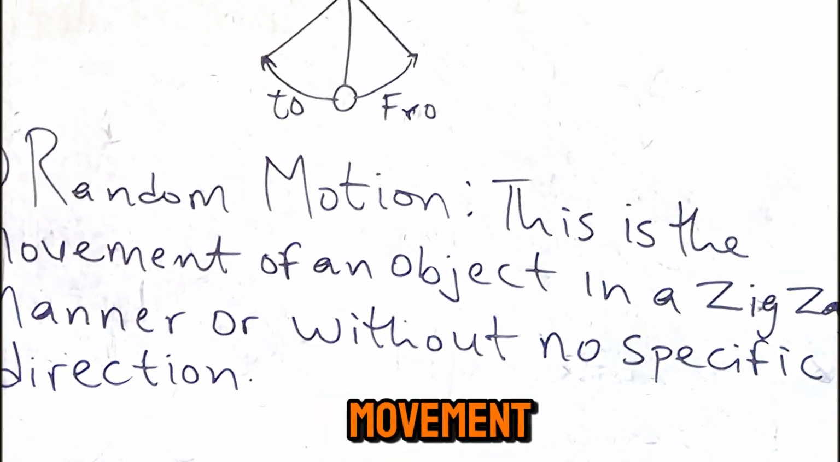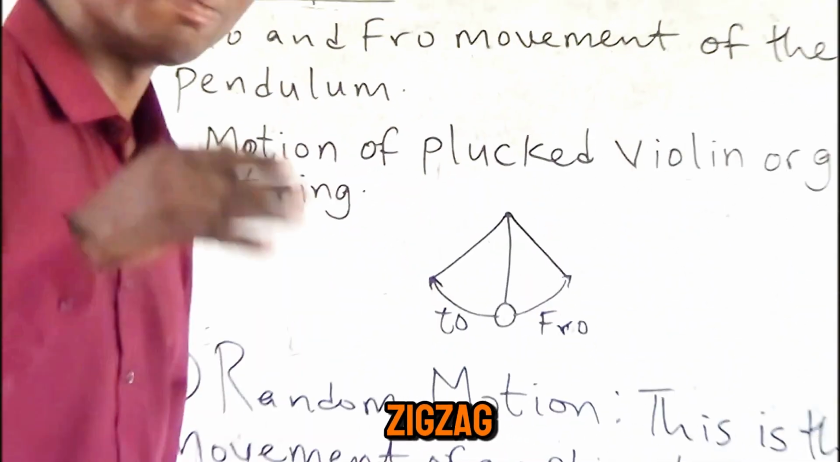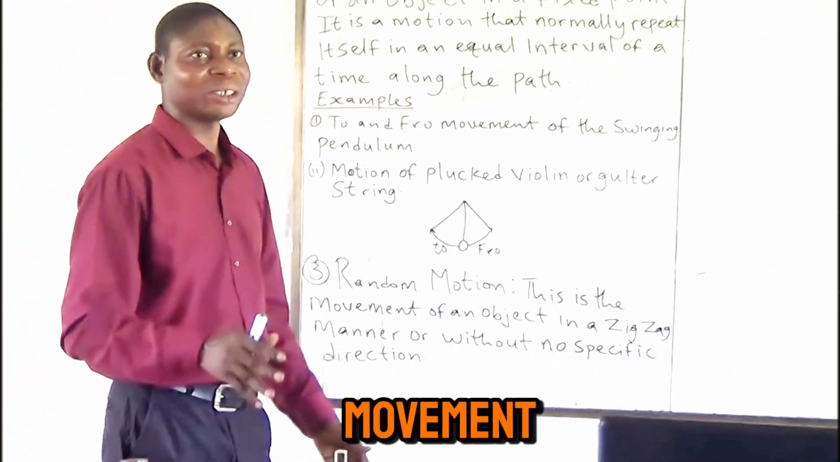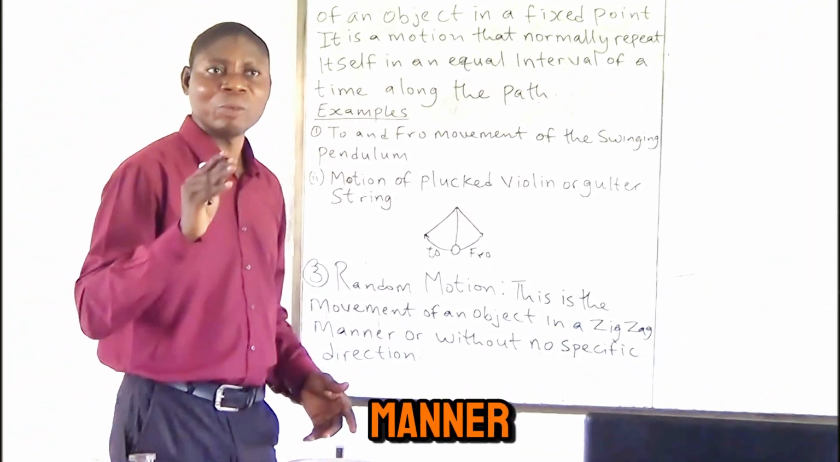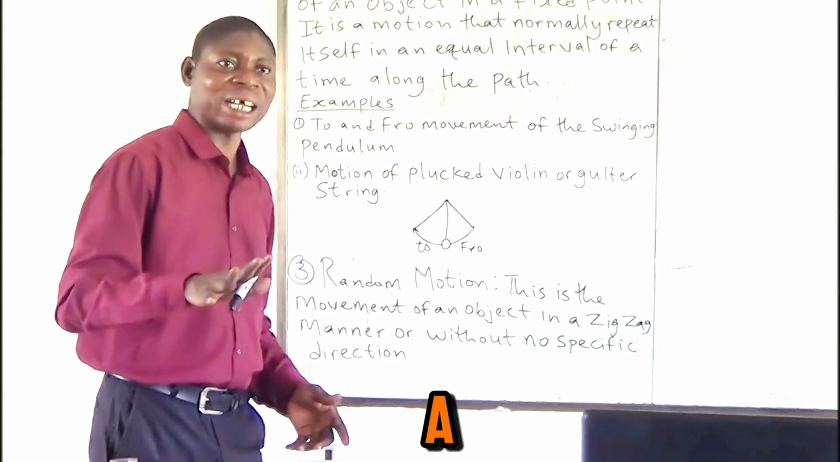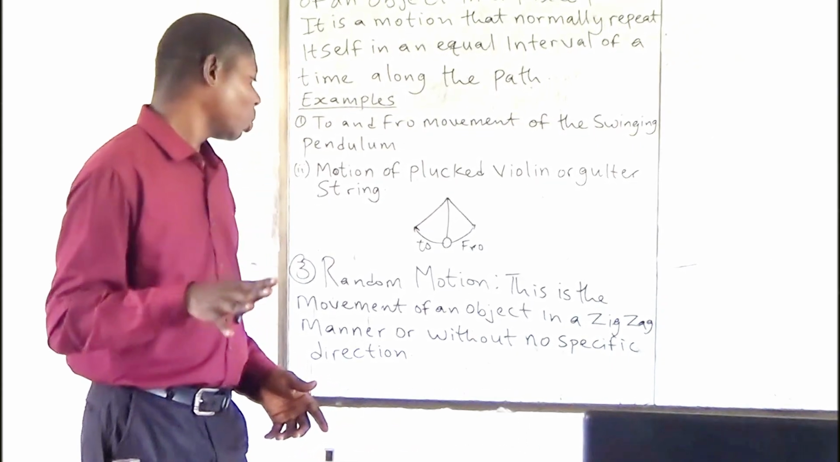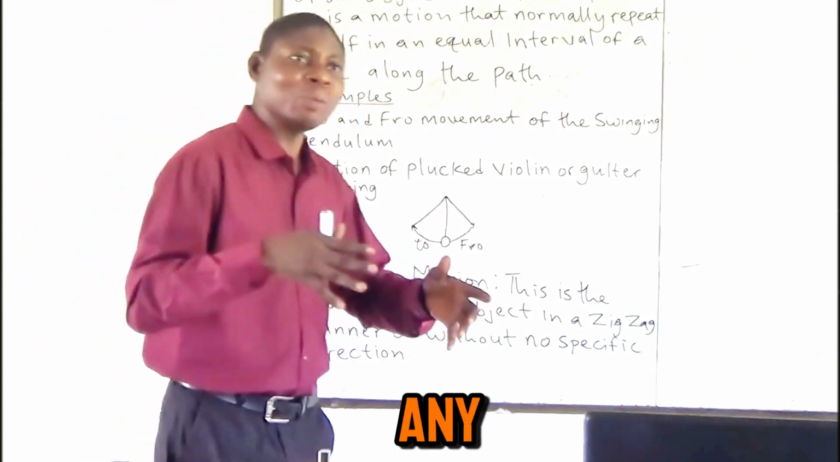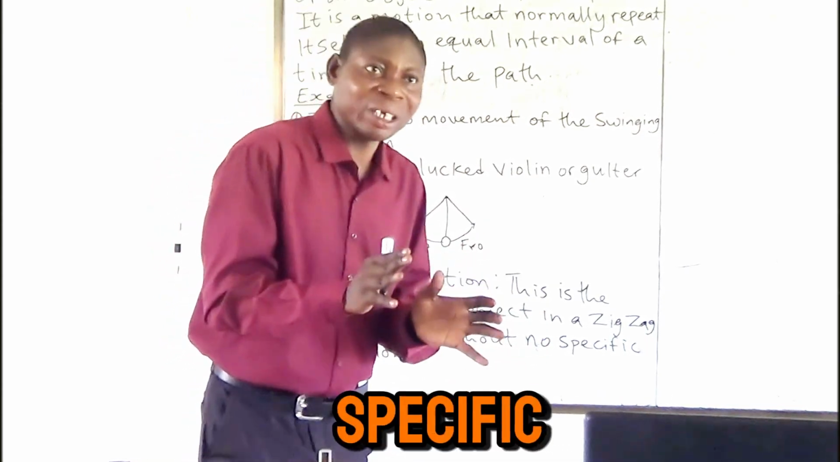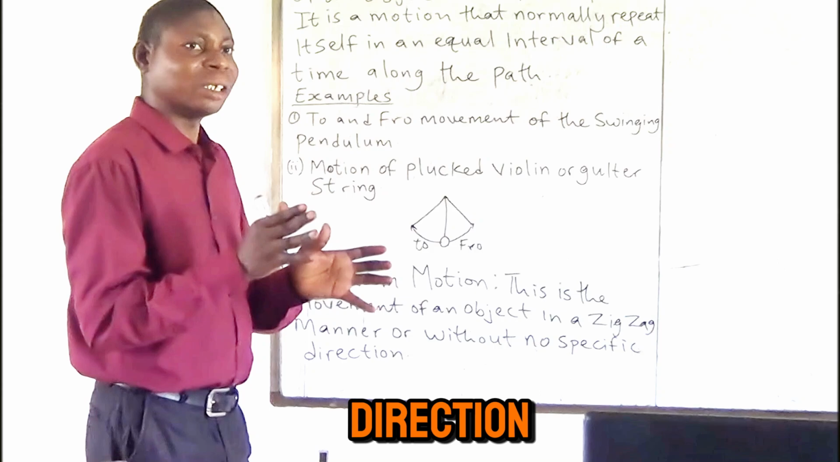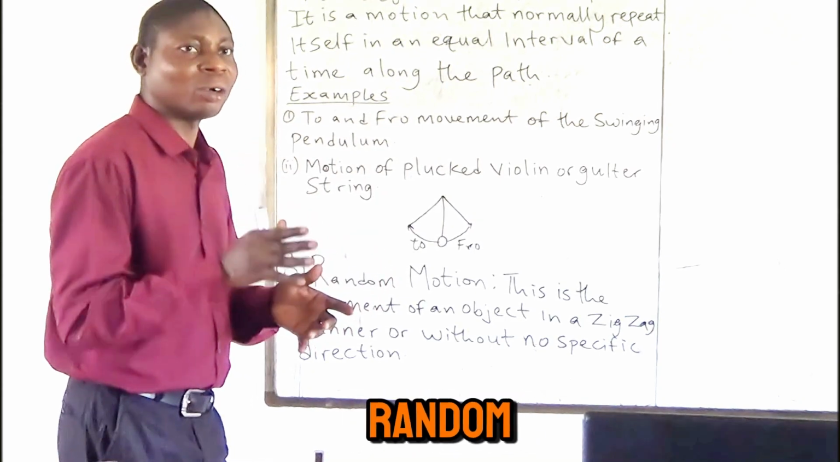This is the movement of an object in a zigzag manner. Or any motion that has no specific direction is called random motion.